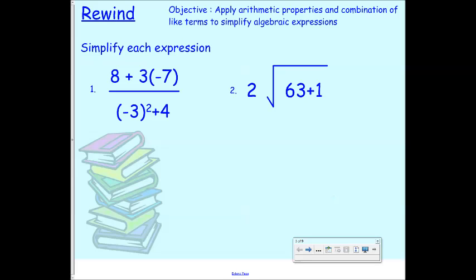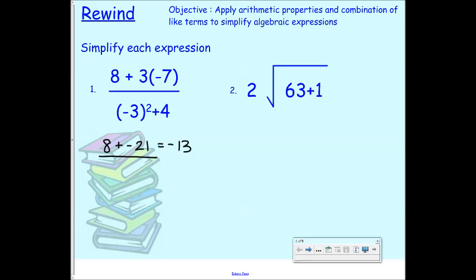Okay, so on this rewind, this was very similar to the exit ticket from the last lesson. So people are still making the same mistake in number 1. What do you have to do first in the top in number 1? 7 times 3. Why don't you do 8 plus 3 first? Because multiplication comes first. How do you know that that's multiplication? Yeah, the parentheses. There is no symbol, so you assume it's multiply. So that ends up giving you 8 plus what? Negative 21, which is going to give you negative 13. Good. What about on the bottom?